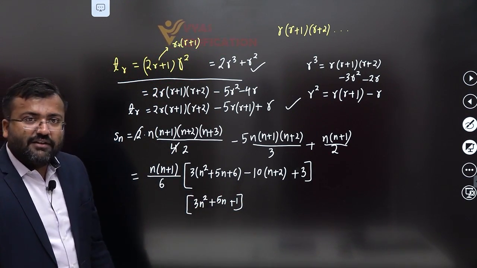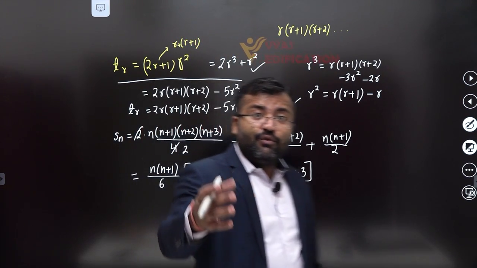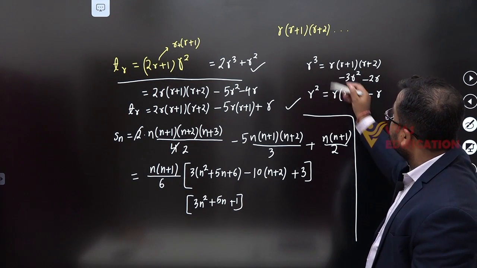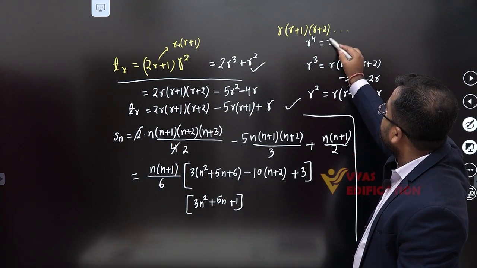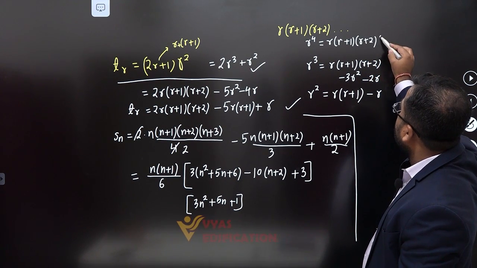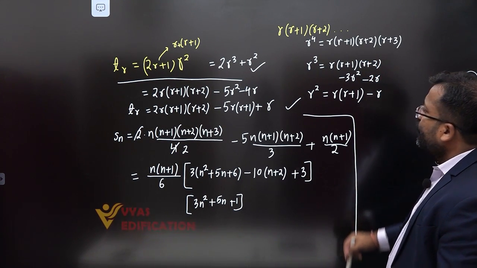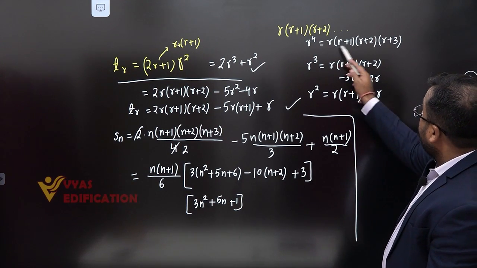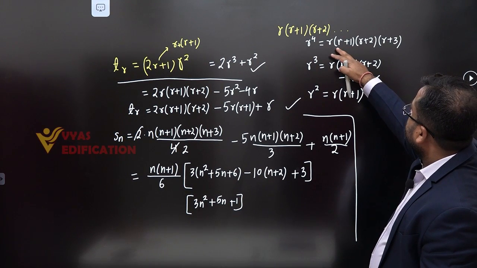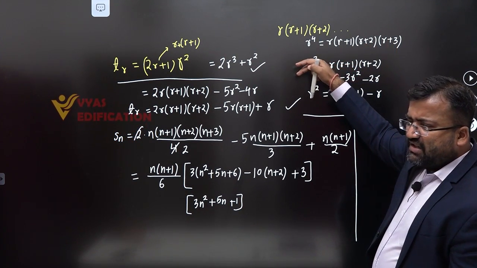You get the same answer, right? For that I'll need r power 4, yes. So for that I'll need to write r power 4 like this. So r power 4 can be written as r plus 1, r plus 2, r plus 3. This gives me r power 4, yes. What is r plus 1, r plus 2, r plus 3? That is r power 3, which multiplies with r, gives you r power 4.